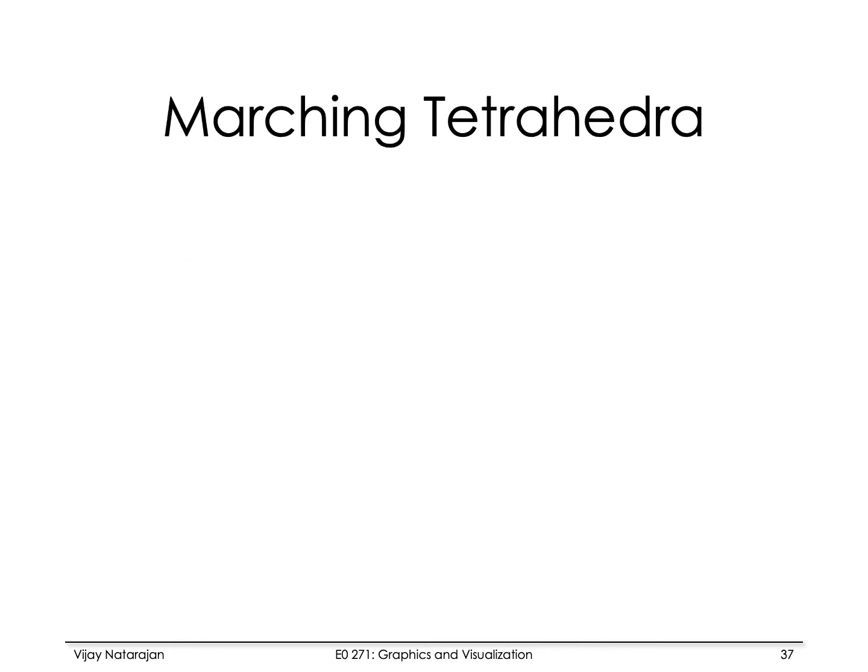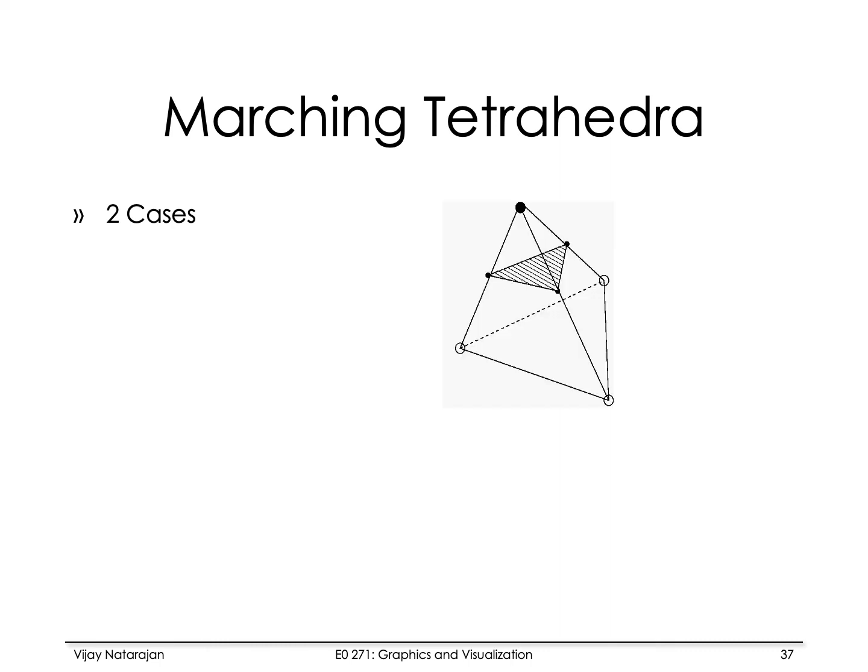One algorithm that is an obvious variant of marching cubes is the marching tetrahedra. The number of cases is much smaller here. We have only two cases. The case where one of the four vertices is plus and the other three are minus. So here we have the case table for the two cases. For the first case, we have a single triangle.